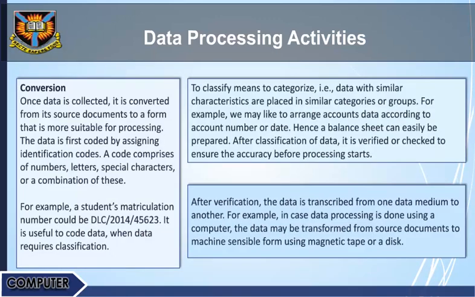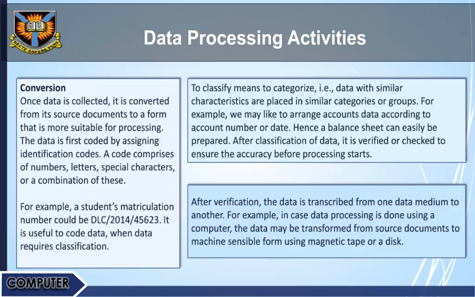Conversion. Once data is collected, it is converted from its source documents to a form that is more suitable for processing. The data is first coded by assigning identification codes. A code comprises numbers, letters, special characters, or a combination of these. For example, a student's matriculation number could be DLC/2014/45623.